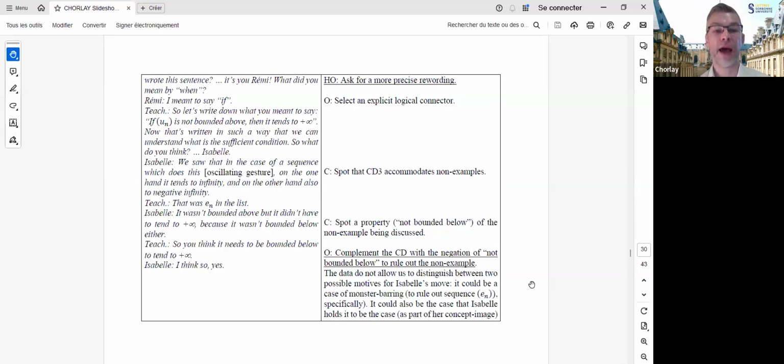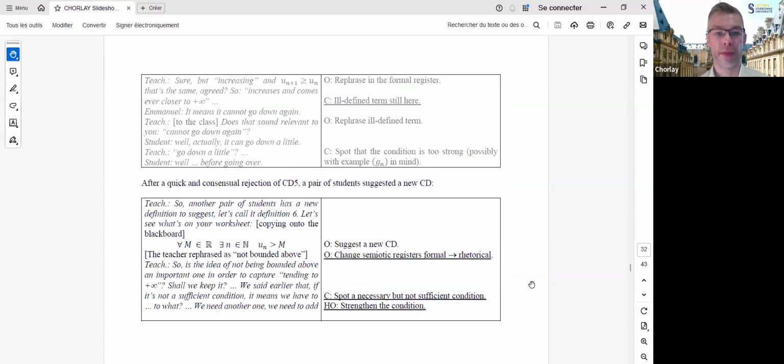So now the best they have in terms of candidate definition is not bounded above, but bounded below. We're not quite there yet. So now we've rejected all 5 candidate definitions, and all of them are incorrect. After a quick and conceptual rejection of yet another incorrect definition, 2 students suggest a new one. So they really engage in definition construction and tinker, improve, rephrase, etc. So another pair of students has a new definition to suggest. Let's call it definition 6.